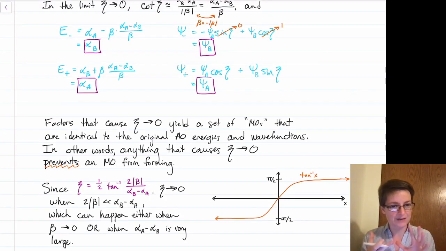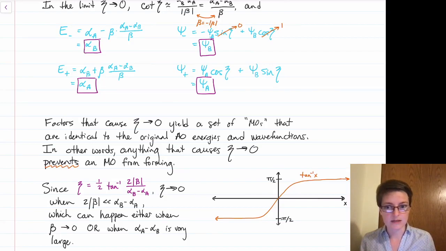We've tried to combine two atomic orbitals together to form new MOs, and we just had spit back out the original ones. So in a sense, factors that cause zeta to go to 0 yield a set of what mathematically you could describe as MOs, but chemically you would just describe as the original AOs because they have the same energies and same wave functions as what the isolated atoms looked like.